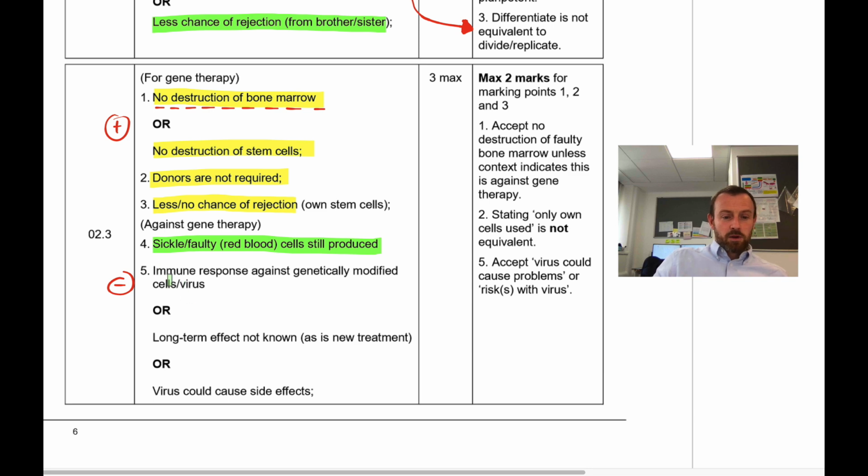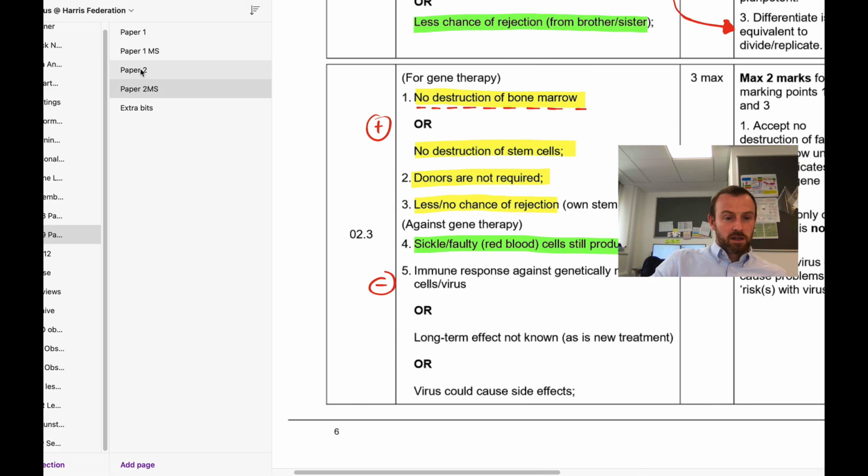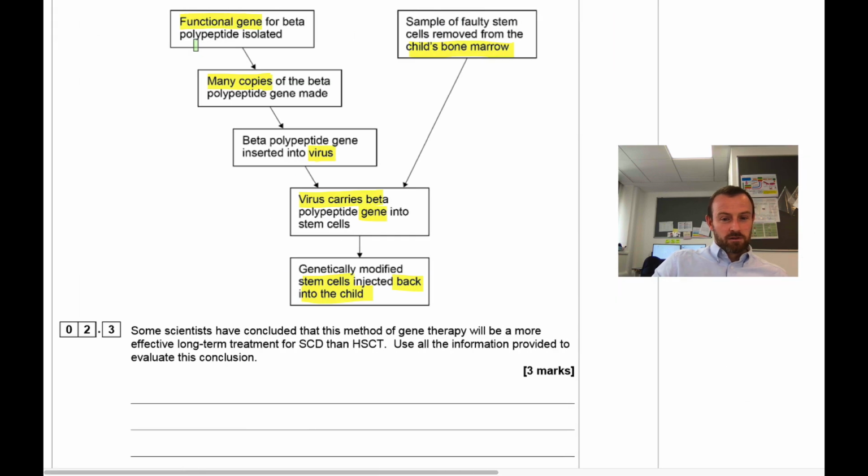This is interesting. Immune response against genetically modified virus. Now, can I just quickly go back to the flow chart, the flow diagram? This is so silly. Sometimes AQA makes... Okay. This is actually incorrect, AQA, because the stem cells are removed from the child.